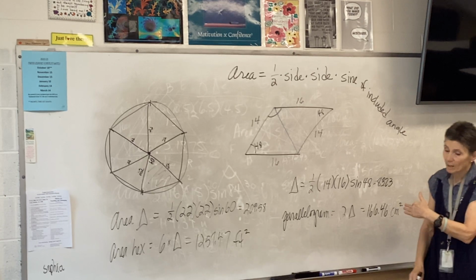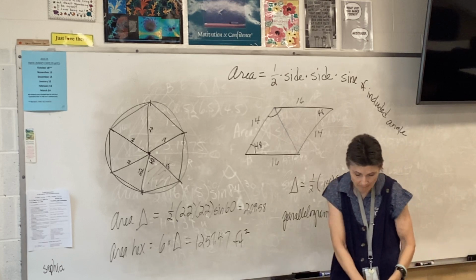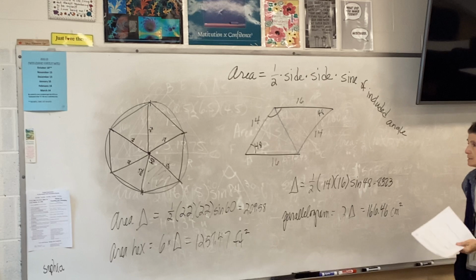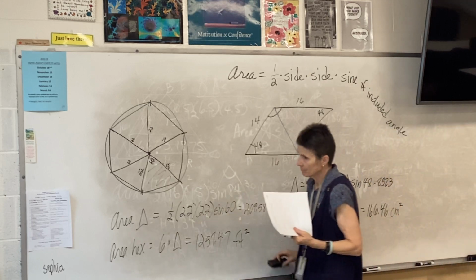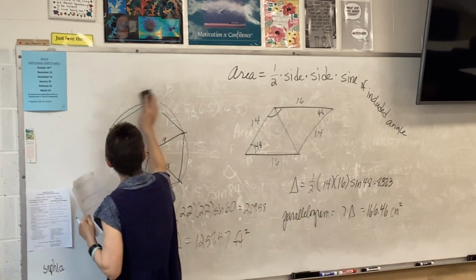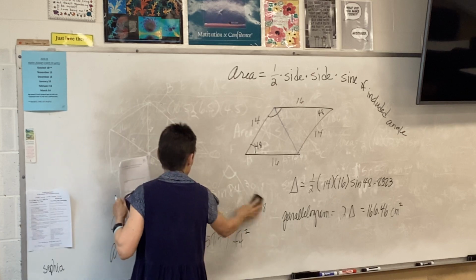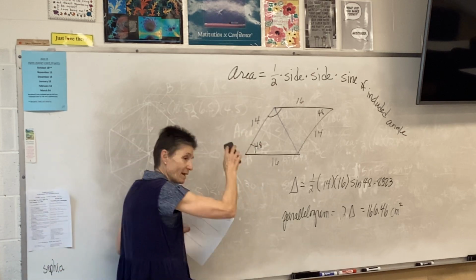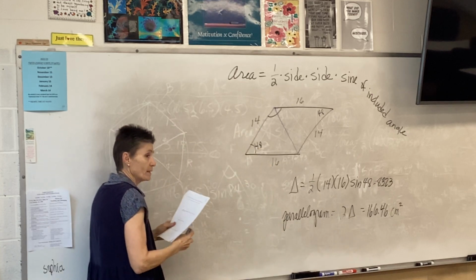So those 2 problems were kind of similar in that we had a shape, and we had to find the area of it, so we split it up into triangles, and used 1/2 side, side, sine, and there we go.